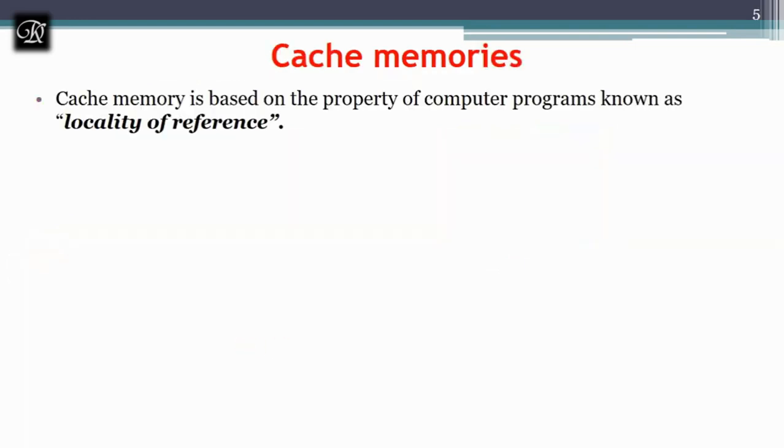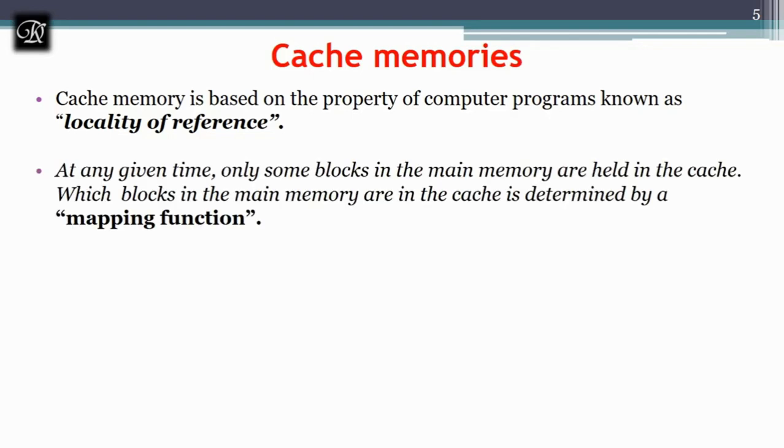Now we will see the cache memory is based on the property of computer programs known as locality of reference. Locality of reference, in this we are again having two types. We'll discuss in the next slide. Before that, we'll see the definition of mapping function.